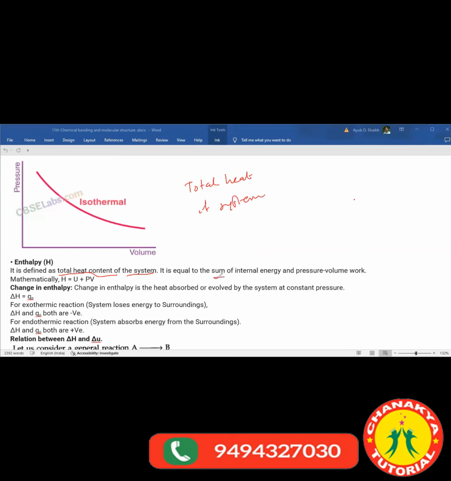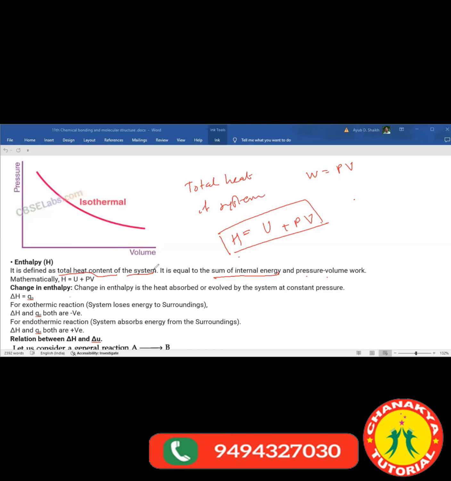It is equal to the sum of the internal energy, which we represent with U, and the pressure-volume work, PV. So your enthalpy H is equal to U plus PV. What is enthalpy? It is defined as the total heat contained in the system, not in the surroundings.